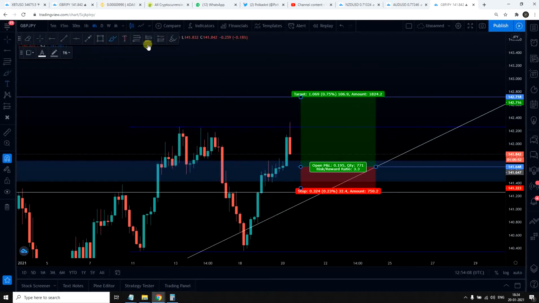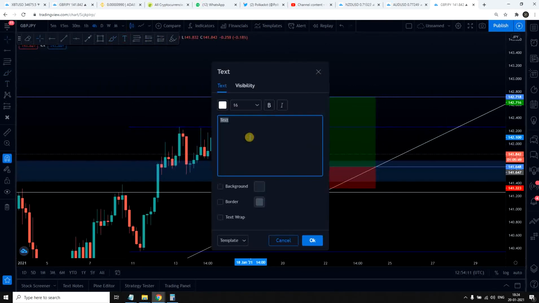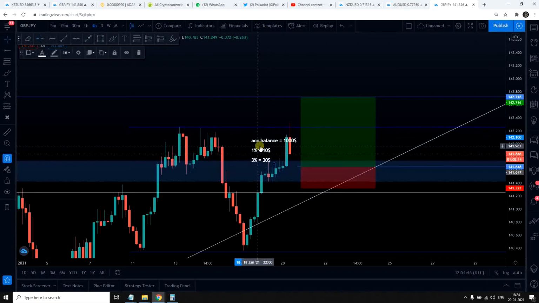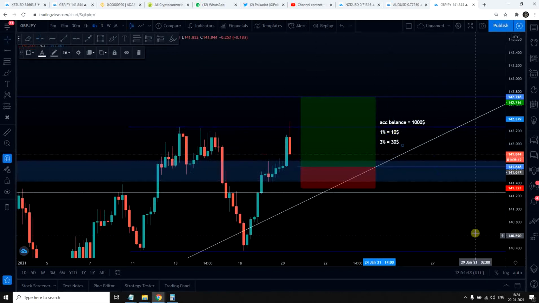if you have $1,000 account, let's take an example, account balance is equal to $1,000, right? So 1% risk will be $10. Okay, sorry, $10, and 3% reward will be $30, right? So this is what we are going to achieve with this trade.